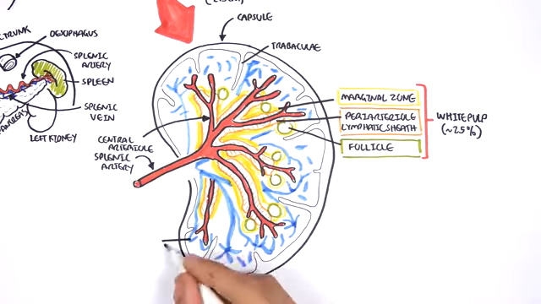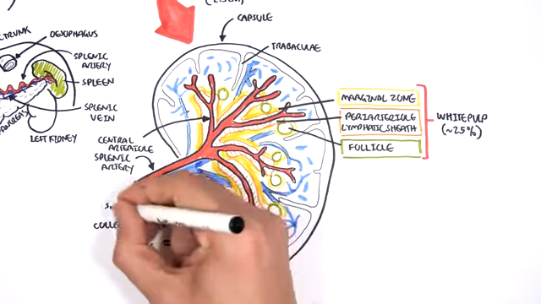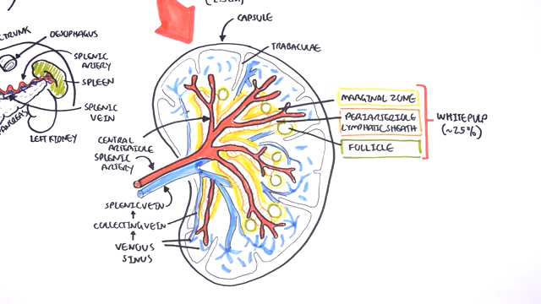The venous sinus picks up these red blood cells and then transports them to the collecting veins. And then the collecting veins will join up and drain it into the splenic vein before leaving the spleen itself.